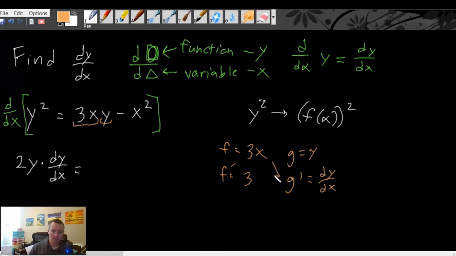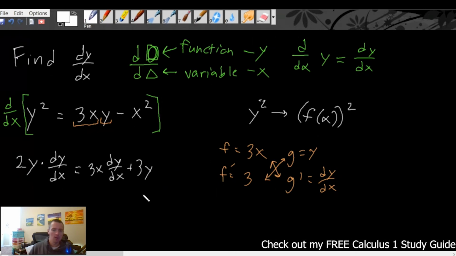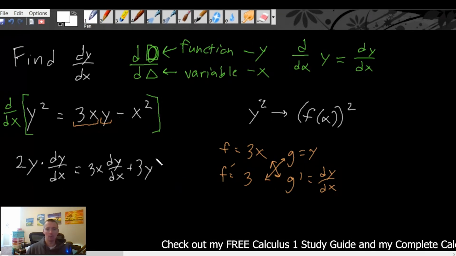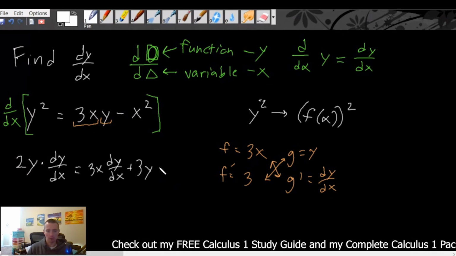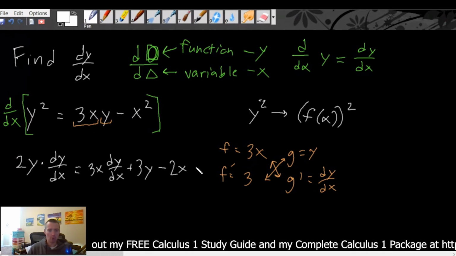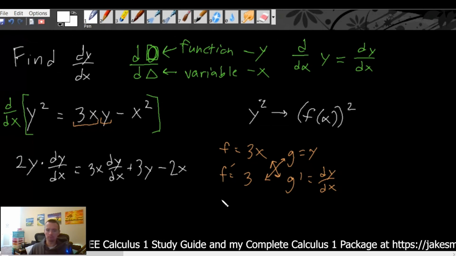And then product rule says that we're basically going to multiply these across and then add them together. So we're going to get 3x times dy dx, and then 3 times y, and then add them together. And then for taking the derivative of minus x squared, that's just going to be straight up power rule. That's nice and simple. Bring the 2 down in front, lower the power by 1, giving us 2x.